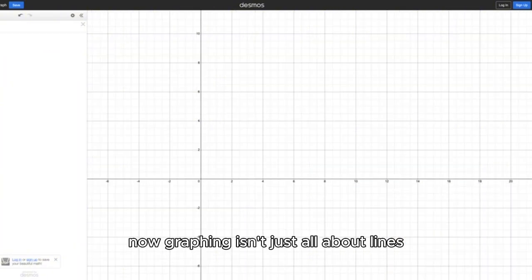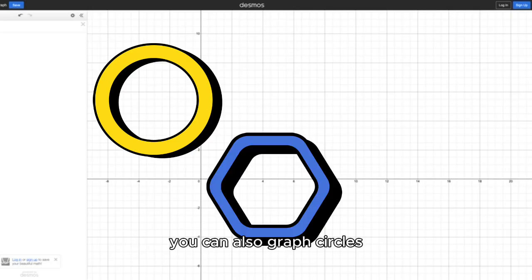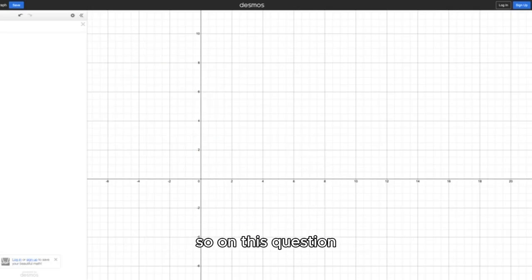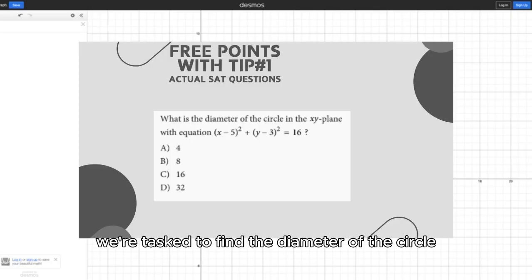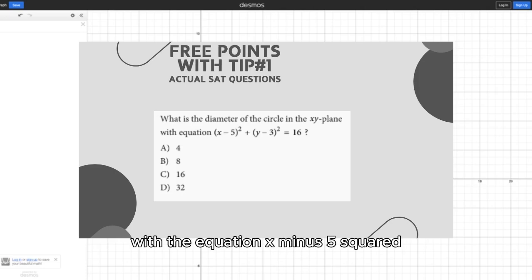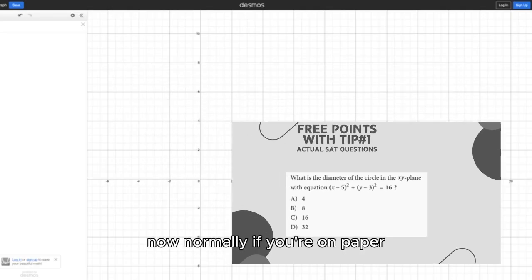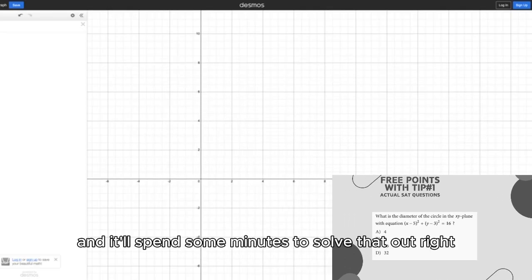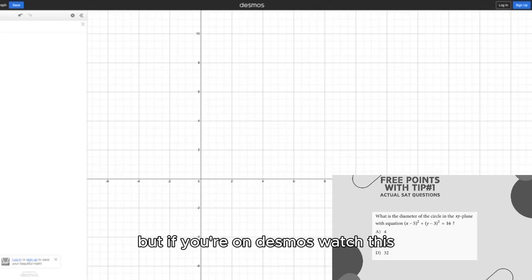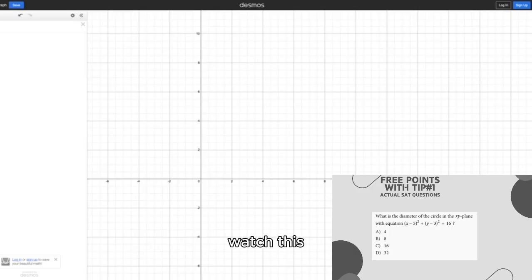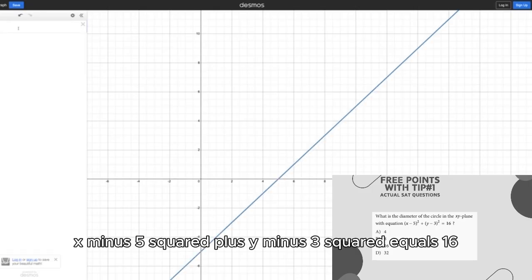Now, graphing isn't just all about lines. You can also graph circles, parabolas, and anything you really want. So on this question, we're tasked to find the diameter of the circle in an xy plane with the equation (x minus 5) squared plus (y minus 3) squared equals 16. Normally, if you're on paper, you're probably going to write that out and spend some minutes trying to solve that out, right? But if you're on Desmos, watch this. (x minus 5) squared plus (y minus 3) squared equals 16.